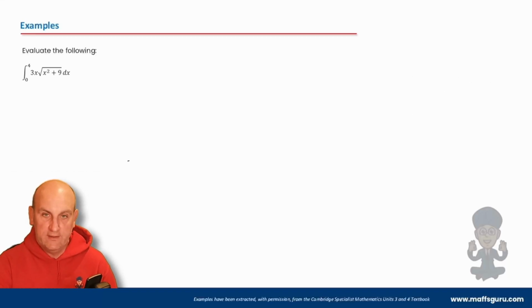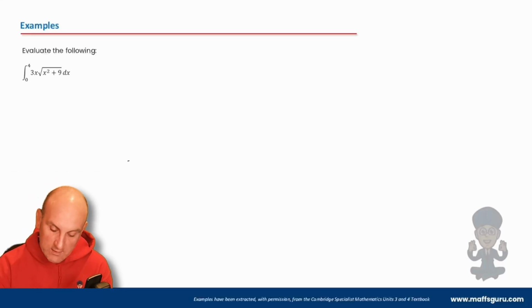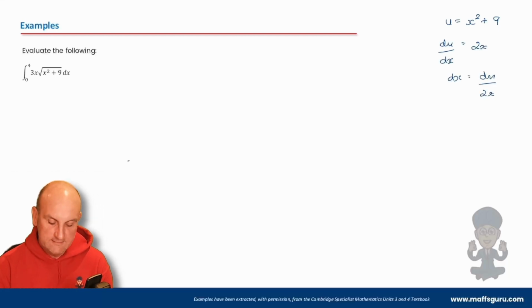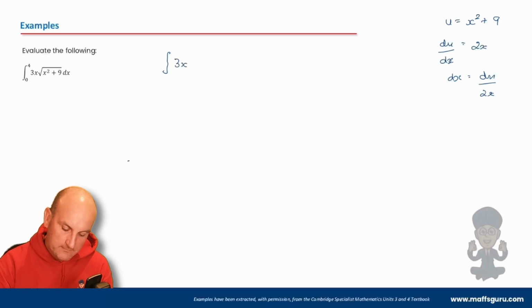Right, where do we go from this? Well, using the theory from the last video, I'm going to say, therefore, let u equals x squared plus 9. du by dx becomes equal to 2x, and so dx becomes equal to du on 2x. Now, the reason being is I can now write this as the integral, and I'm going to leave those terminals off for a moment, as 3x, the root of u times du by 2x.